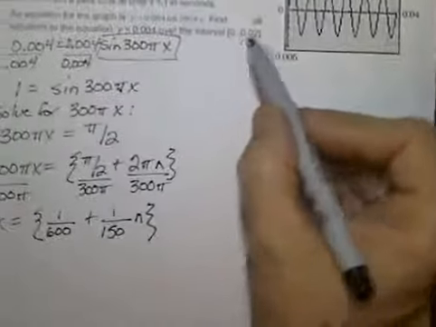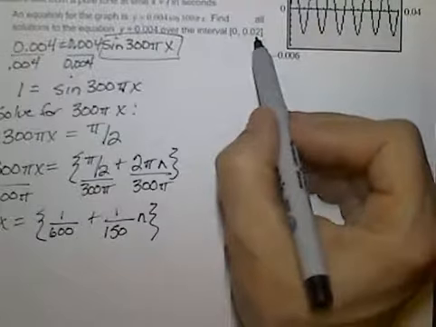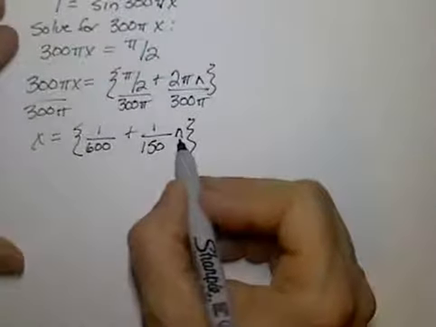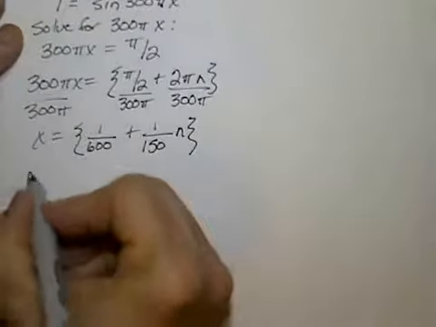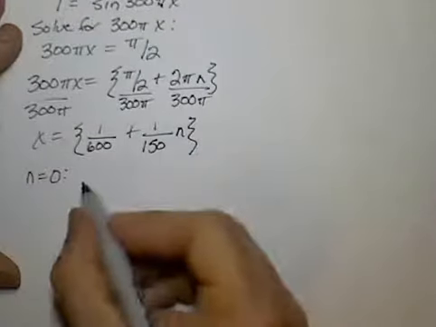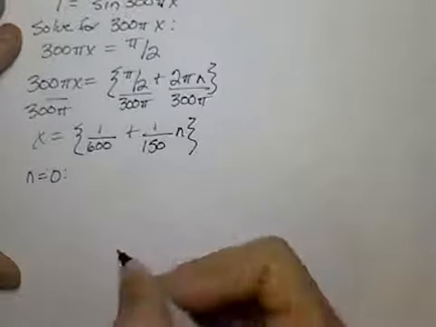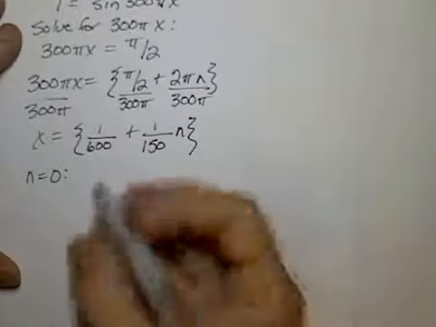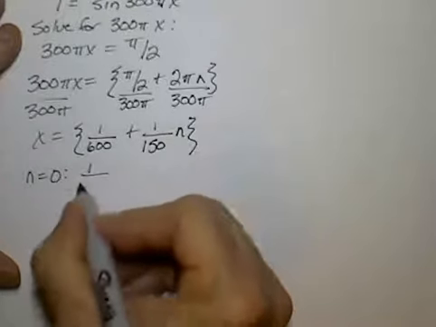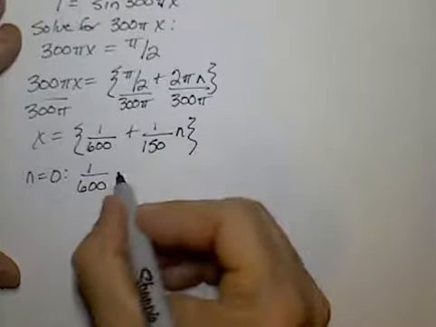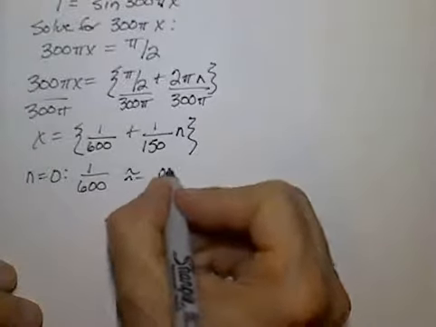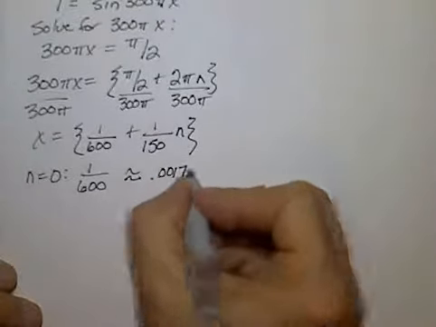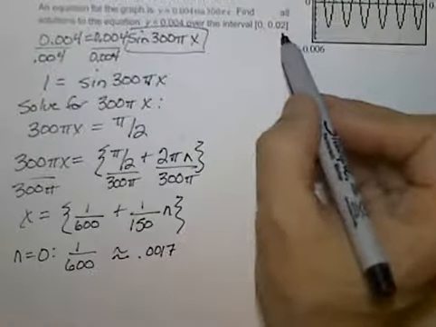Now we want to know the solutions just between 0 and 0.02. So we're going to go through and put in different numbers for n, starting with 0, and keep figuring our solutions until we get one that's bigger than 0.02, and that's where we're going to stop. So if n is 0, then we're just going to have 1 over 600. 1 over 600 is approximately 0.0017. So that's definitely in the interval that we're looking for, between 0 and 0.02.